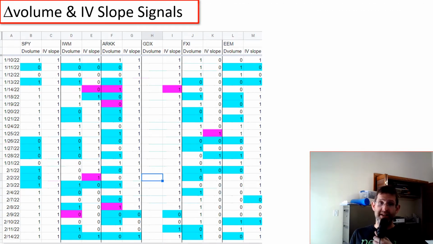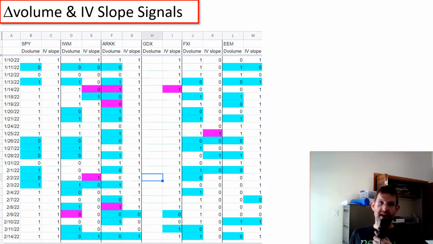Here's a plot of the D volume and IV slope signals every day that I've been trading for each of the 6 stocks that I use with the signals. When a cell is colored blue, it means that the signal has changed from one day to the next. So it means I should change my position the following day.